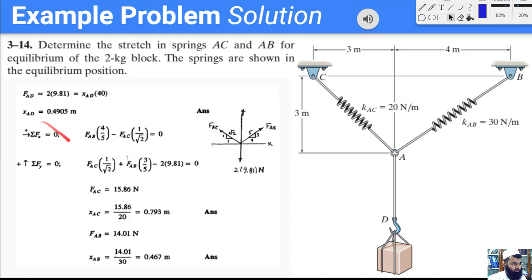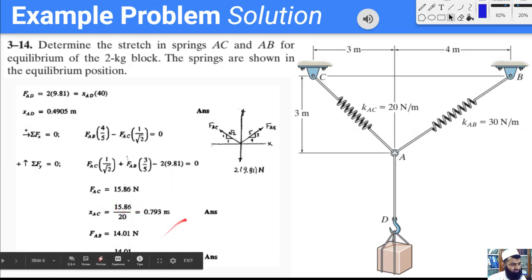So this is the solution as we discussed before. First of all, we write these two equations. Again, in the book, they are using this value of g, which is 9.81, but in this course we are going to use a value of 10 meters per second squared. Okay, and here we get the extension to be 0.793 meters and this extension to be 4.67 meters.